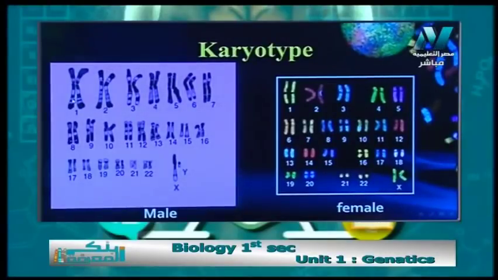The tallest one, pair number one, and the shortest one, pair number 23. From pair one to pair 22, autosomes, all somatic information, in male and females. But the pair number 23, we call it sex chromosomes because it carries information that determines the sex of the embryo. We here in the male, one is longer than the other. We call it XY. But in female, the two are similar in length. We call it XX.